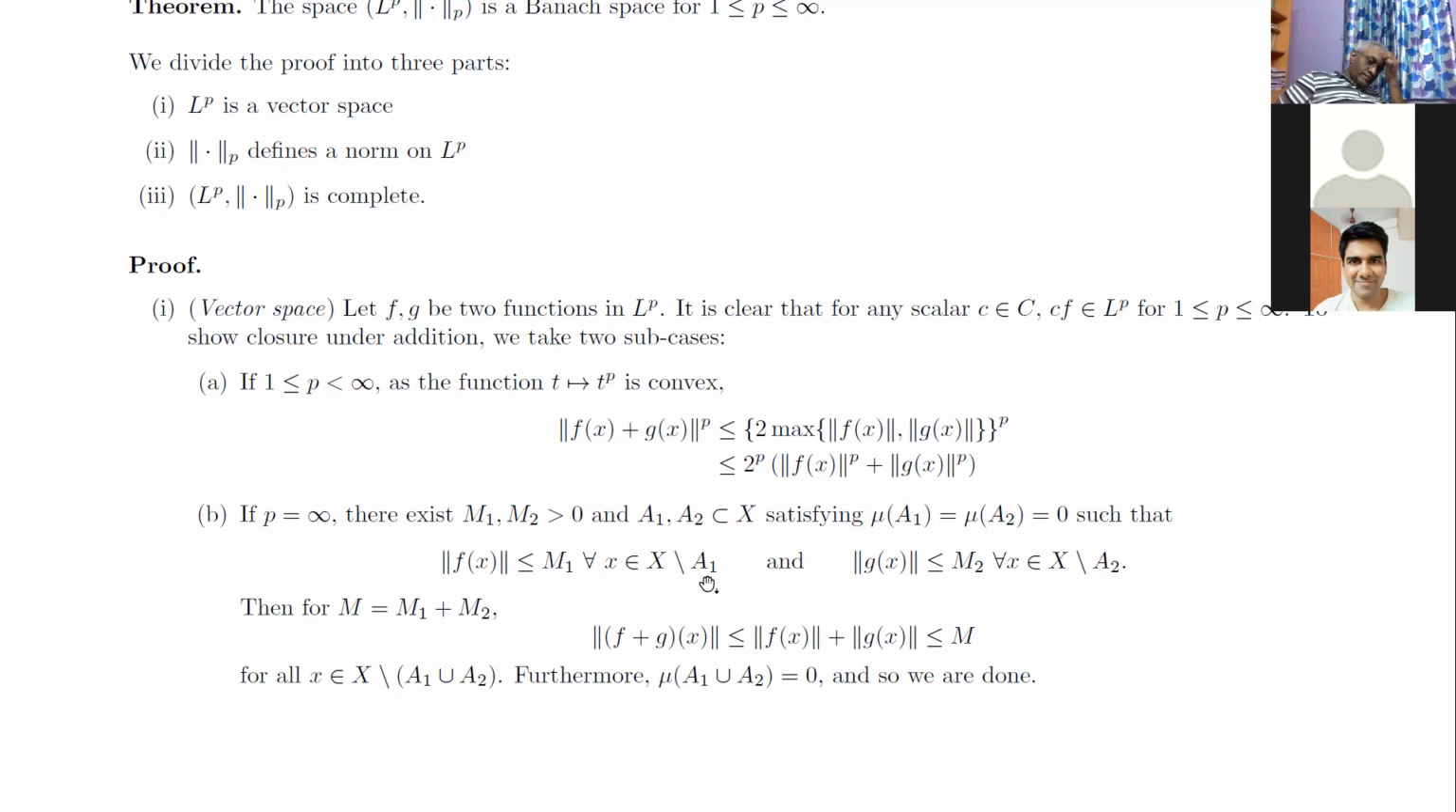And this inequality holds for every x in the complement of A1 union A2. But since A1 and A2 are null sets, so is their finite union. So we are done. So all in all, we have proved that so far L^p is indeed a vector space. So the next objective is to prove that the norm which we have defined on L^p in fact is a norm.